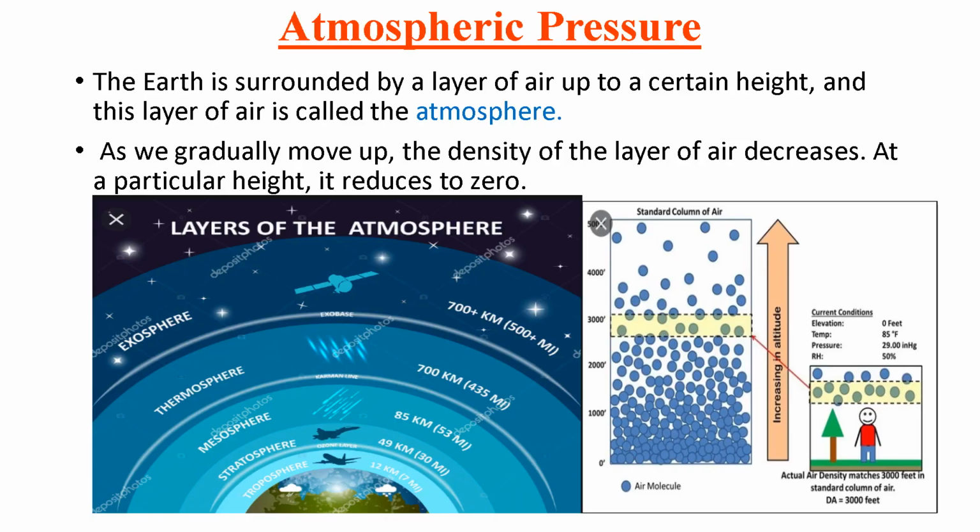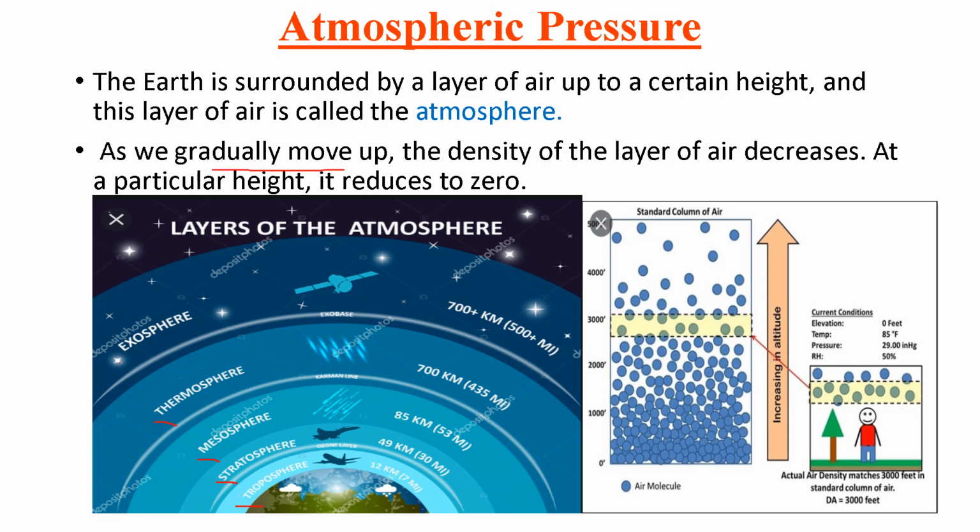Now the next topic is atmospheric pressure. As we know, the earth is surrounded by a layer of air on all sides up to a certain number of kilometers, and this layer of air is called the atmosphere. Here the first figure shows the different layers around the earth: the first one is the troposphere, then the stratosphere, mesosphere, thermosphere and finally the exosphere. As we can see, the density of these air layers is shown by color.